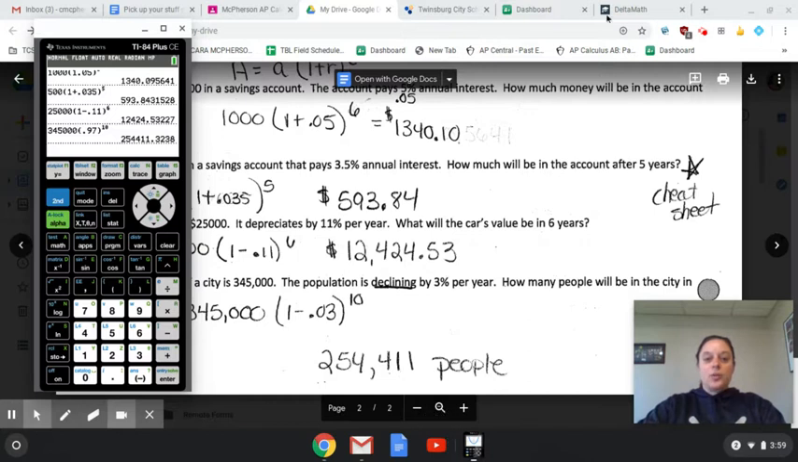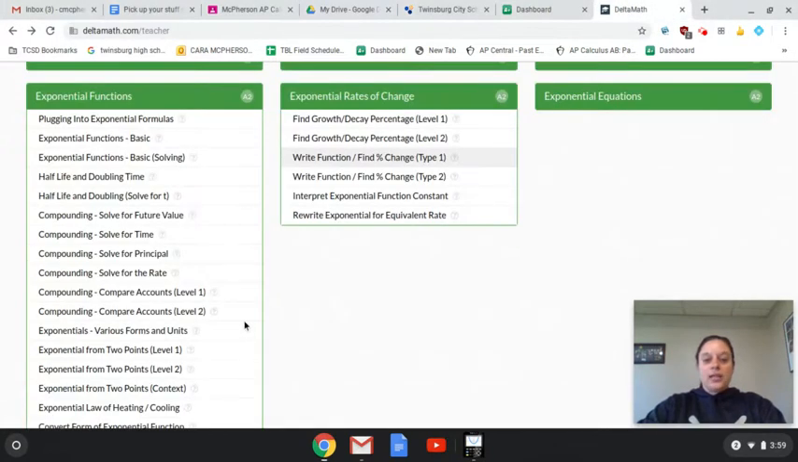I want to show you what Delta Math looks like. I was looking into some of the problems that I want to assign. Here's an example of what Delta Math is going to ask you to do.